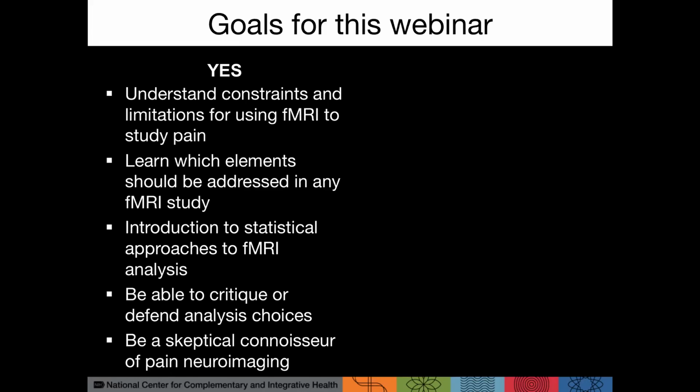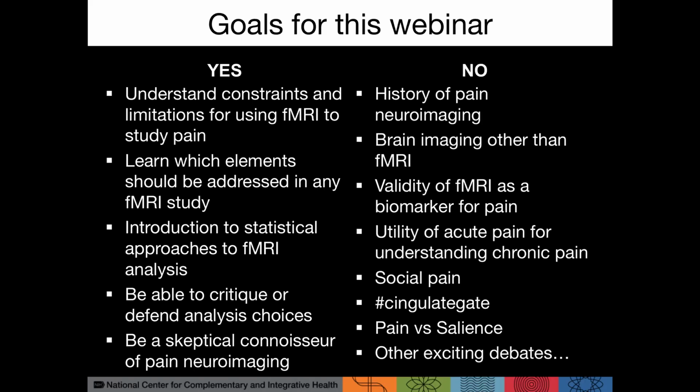fMRI researchers who are newly getting involved should be able to either critique or defend choices for analysis. And hopefully everybody will be both skeptical and a connoisseur of pain neuroimaging. So those are my goals. The things that unfortunately I'm not going to be able to do within the next 35 minutes is give a history of pain neuroimaging. I've done 40 minute talks on that, and even that is kind of tight. So I had to make a decision. We're really just going to be focusing on the methods today.